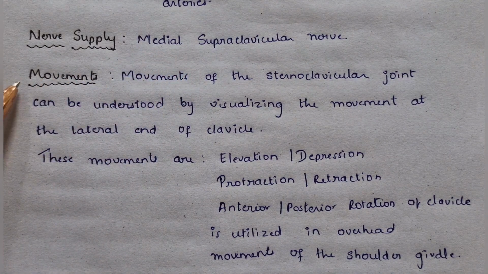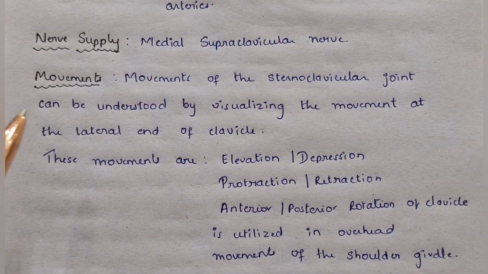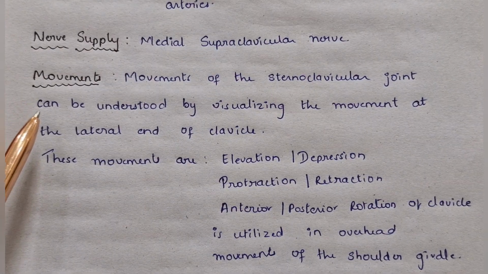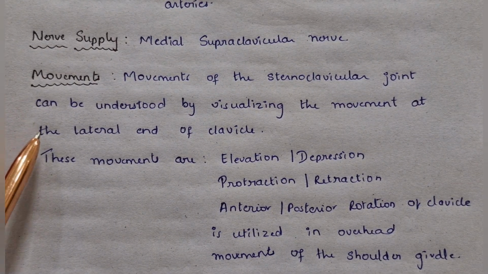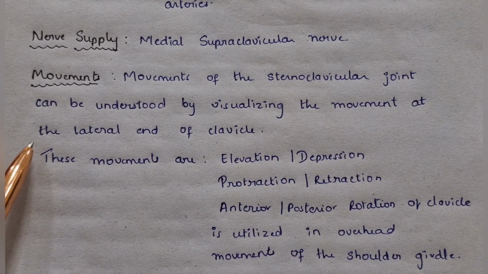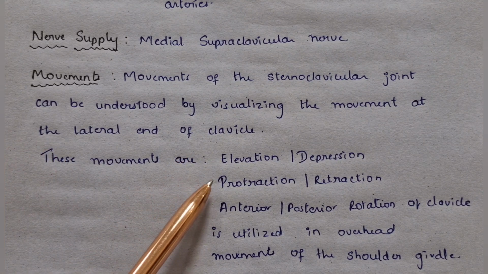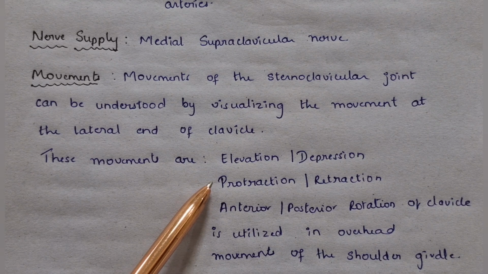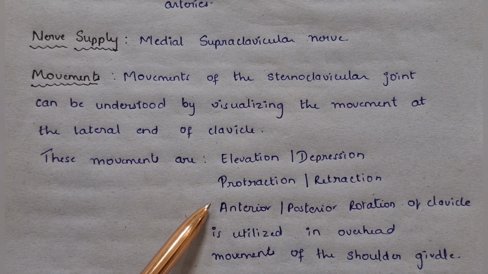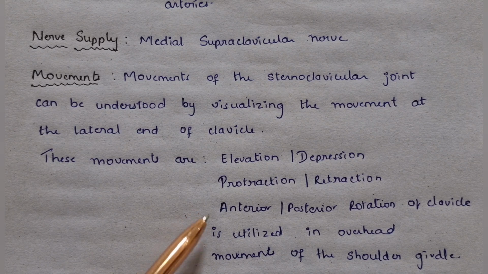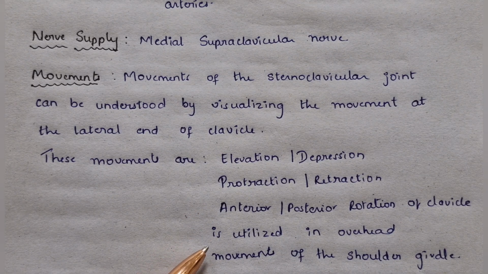Movements of the sternoclavicular joint can be understood by visualizing the movement at the lateral end of the clavicle. These movements are elevation, depression, protraction, retraction, and anterior or posterior rotation of the clavicle, which is utilized in overhead movements of the shoulder girdle.